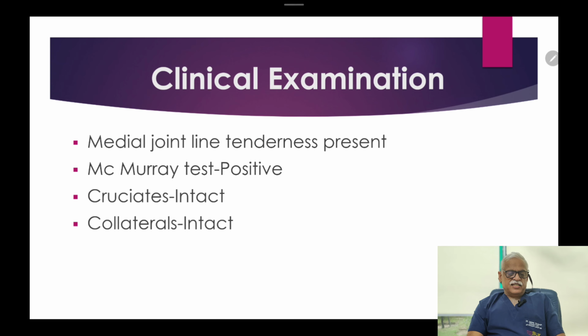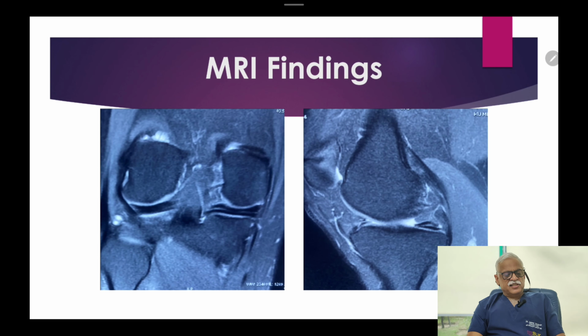Clinical examination showed medial joint line tenderness. The McMurray's test was positive. The cruciates and the collaterals were intact. In the MRI, you can see there was a horizontal tear of the posterior horn of the medial meniscus, and this is the surgical video.